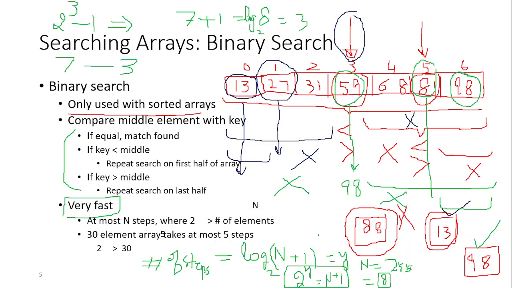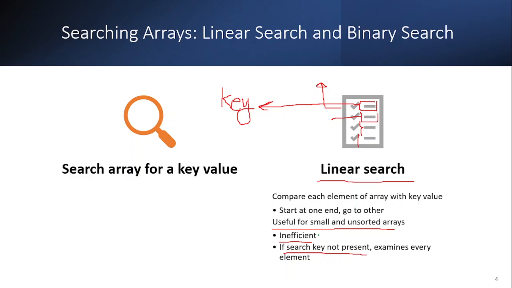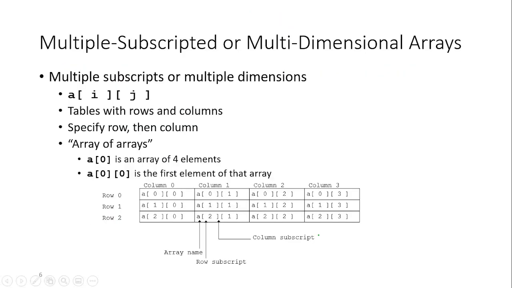Okay, so I hope this part is clear. So let me write the code for linear search. I'm not writing the code for binary search. I can, but this is harder, and I want you to have a go at it yourself. You should think about how to do it. I'll just write code for linear search, and then we'll talk about multiple subscripted or multi-dimensional arrays.